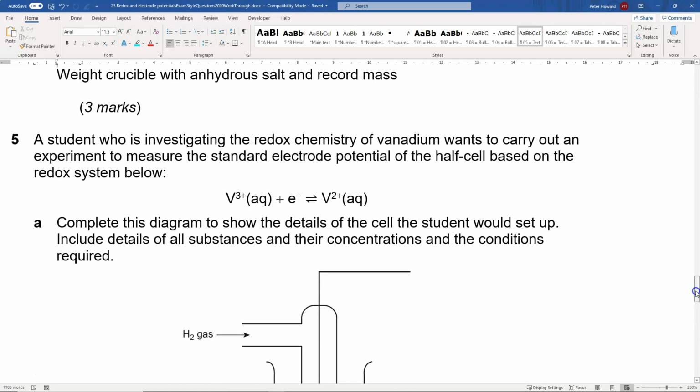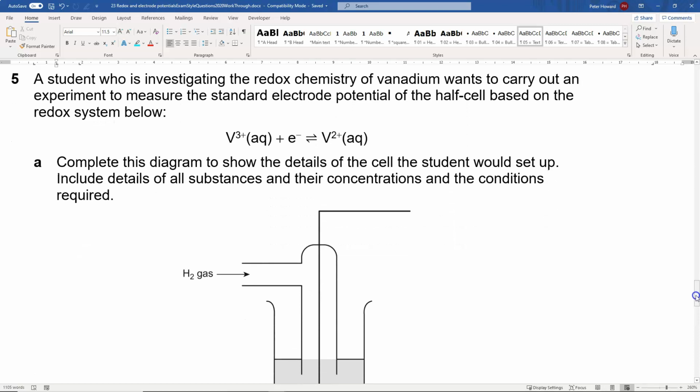So we now move on to a redox question. A student who is investigating redox of vanadium wants to carry out an experiment to measure the standard electrode potential of a half cell based on the redox system below. Complete this diagram to show details of the cell the student would set up, including details of all substances, their concentrations and conditions required.